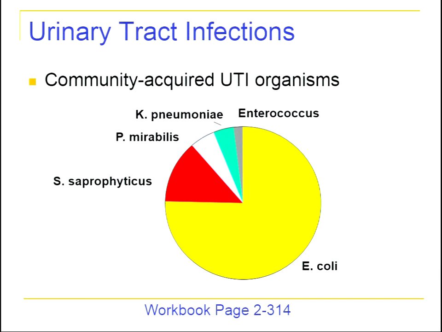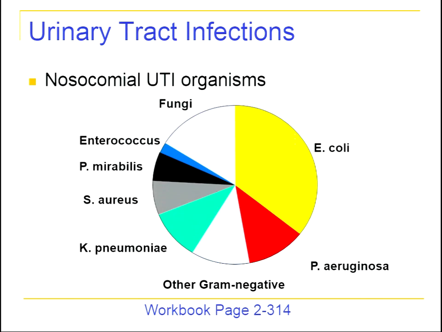So let's talk about UTIs. So these are the organisms that are most involved in UTIs. You can see that in an outpatient or a community-acquired UTI, E. coli is by far the predominant organism. 3/4 of the cases are due to E. coli. And then other organisms, including Staph saprophyticus, Proteus mirabilis, and Klebsiella pneumoniae, Enterococcus as well, can be involved.